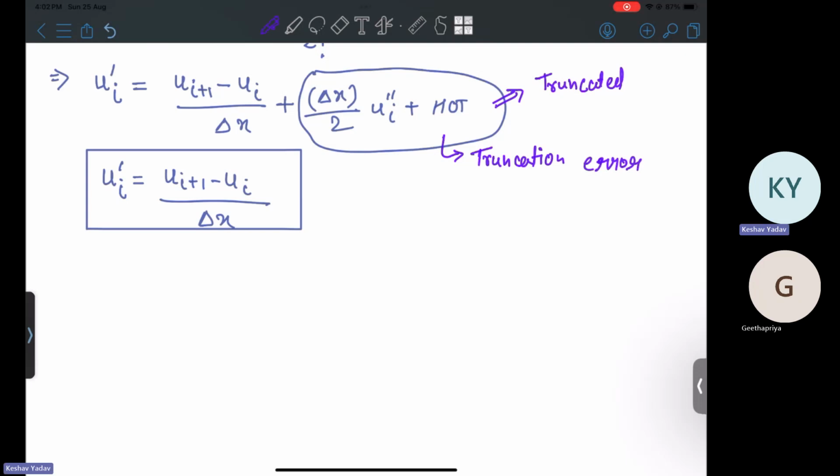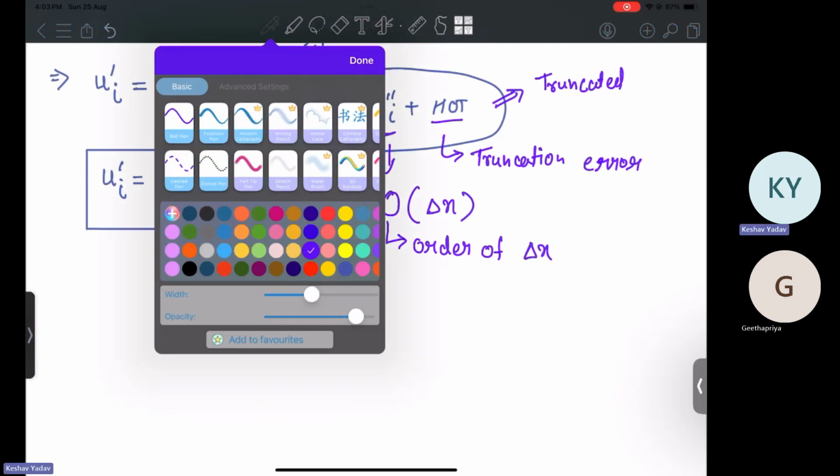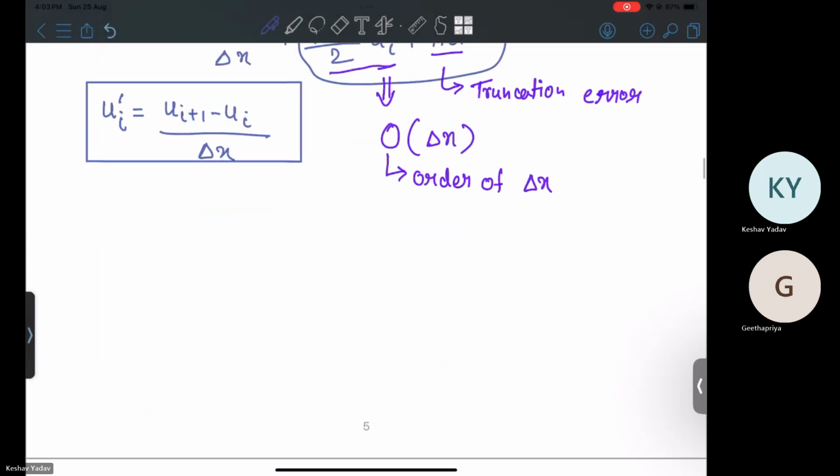Okay. So if my delta x is very small, these higher order terms which are present will be very small compared to this term. So this whole term I can represent as order of delta x. This means what? Forward difference is first order accurate. Means it says the error is of delta x order.